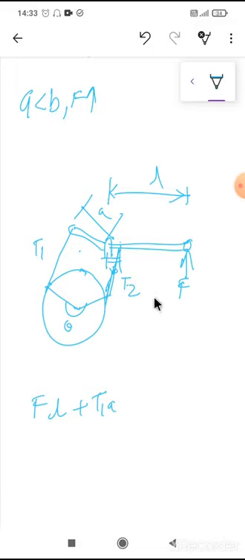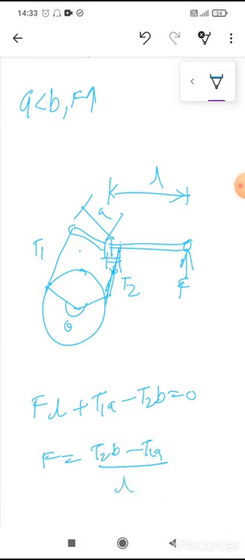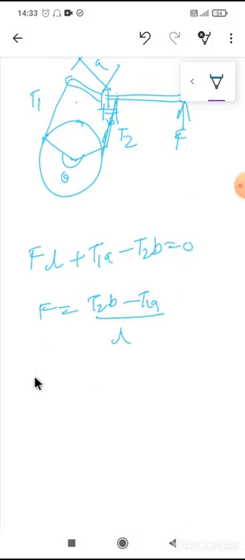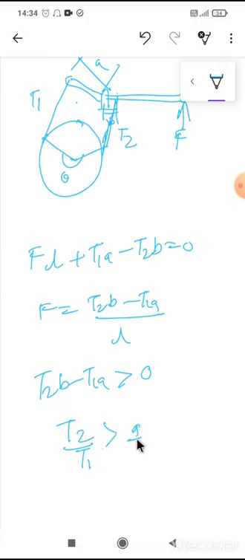So F·L plus T1·A minus T2·B is equal to 0. So F will be equal to (T2·B minus T1·A) divided by L. So as T2 is greater than T1 and B is greater than A, the brake is operative only as long as T2·B minus T1·A is greater than 0, which means that T2 by T1 is greater than A by B. Once T2 by T1 becomes equal to A by B, the force is 0.